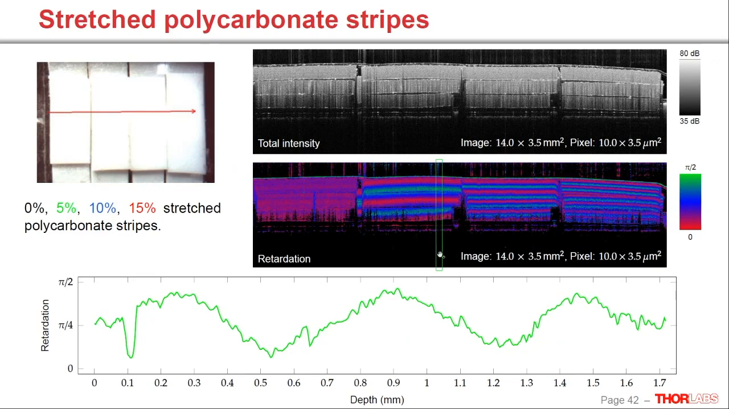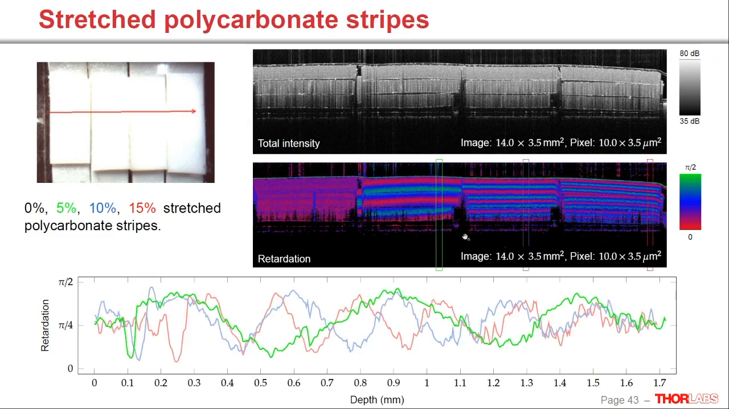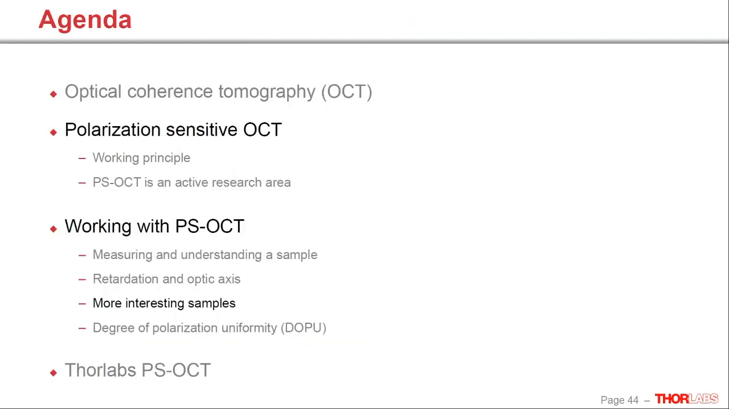And if we take a profile again here, we can also see this arctangent relation of the retardation. And for the stripes with higher retardation, we can also see that in the profiles. But that was still a pretty simple sample, and let's move on to more realistic samples.